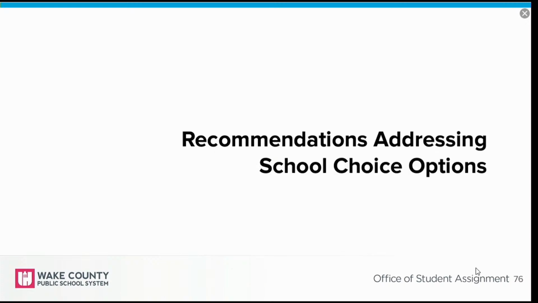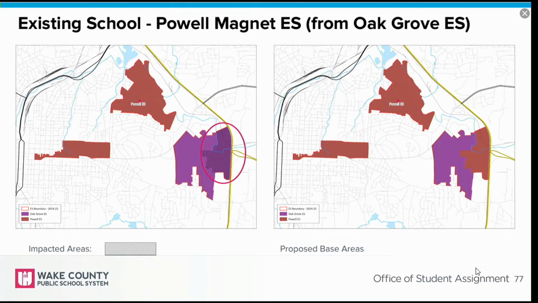And those are the recommendations related to the opening of new schools or cascading from the opening of those new schools. The next set of recommendations are related to those school choice options I mentioned earlier in the presentation. And so the first recommendation comes at the elementary level. To orient you, this yellow line represents the eastern edge of the Beltline. This is where 87 comes in. That road up there is Newbern Avenue. This area right somewhere in this general space is Wake Med.